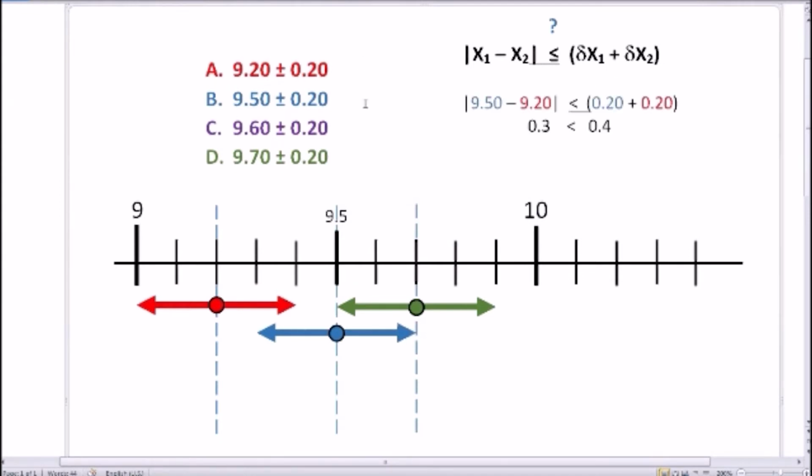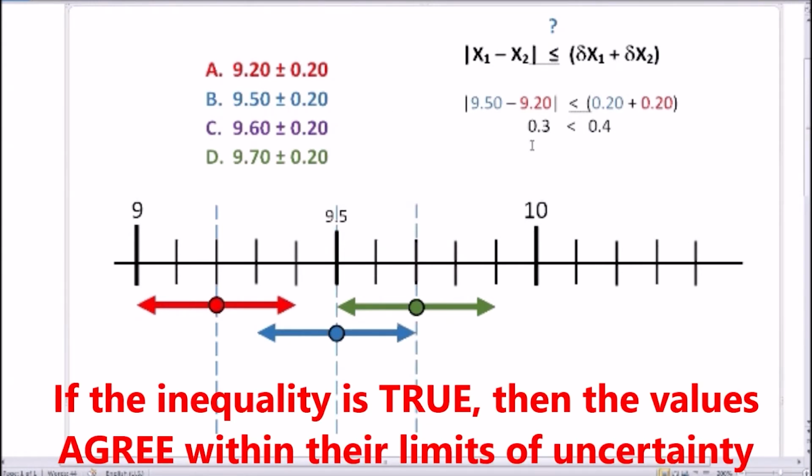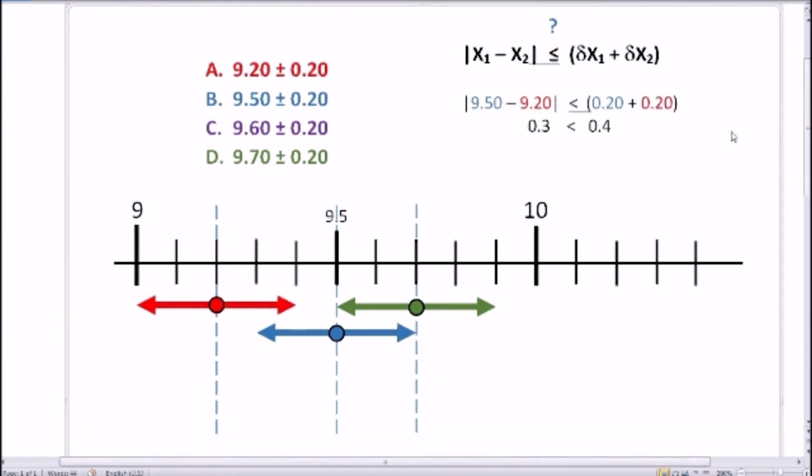So for A and B, the difference between 9.5 and 9.2 is 0.3, and the sum of their uncertainties is 0.4. So this inequality held. The difference between the two values was smaller than or equal to the sum of their uncertainties. In the case of values that don't agree within uncertainty, you'd find that wasn't true.